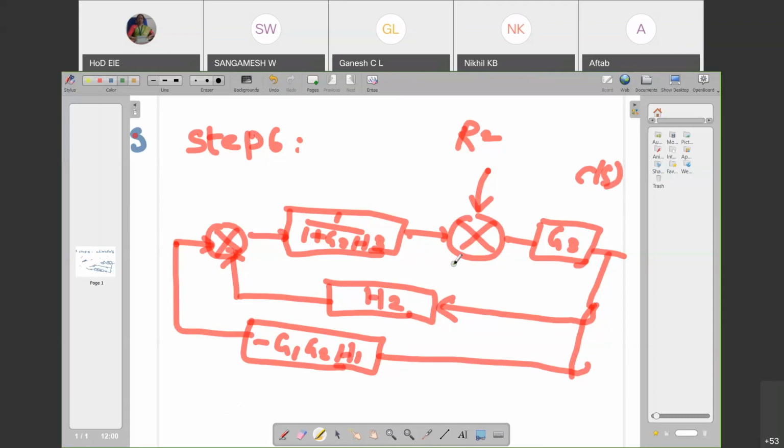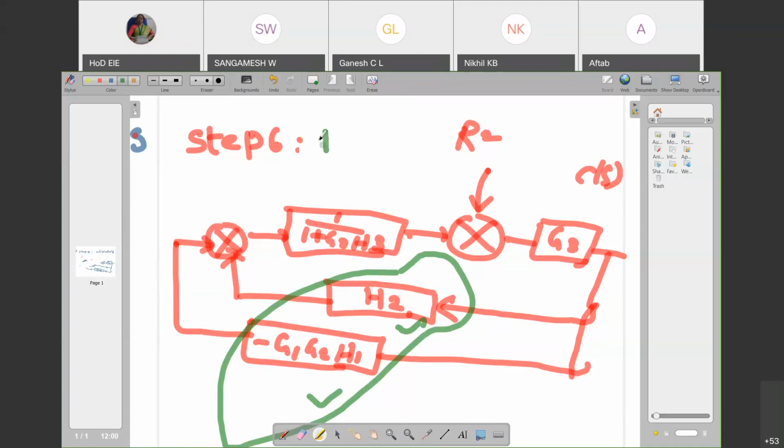can look at H2 and minus H1 G2. You can look at H2 and minus G1 G2 H1. They are starting from the same point and they are connected to the same summing element. That means I can say these two are in parallel. So what we have to do is you have to say that the two blocks are parallel and you have to replace them with the addition.